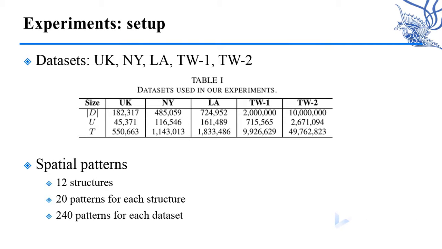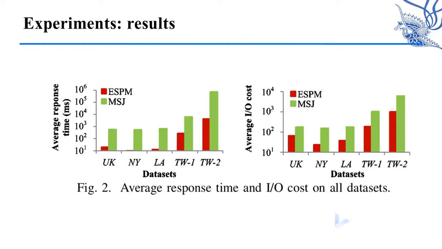In experiments, we use 5 real datasets. Table 1 summarizes the statistics of these datasets. Following the method in reference 1, we use the 12 structures of spatial patterns and create 20 patterns for each structure. As a result, we have 240 patterns for each dataset. In Figure 2, we report the average response time and I/O cost for each pattern on each dataset.